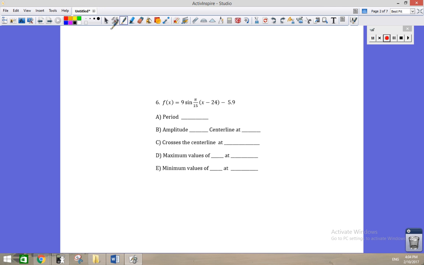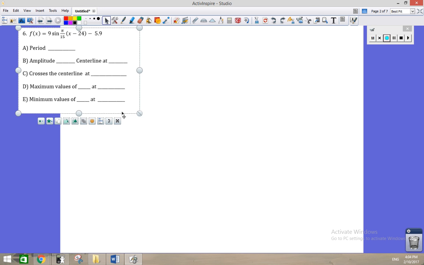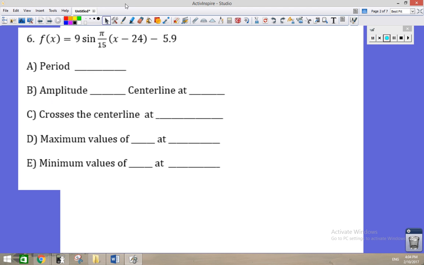Let's take a look at this next one. Now this time they give it to us in factored form, but we know that the period is 2 pi divided by the coefficient in front of x. So right now you might mistakenly think that's 1, but remember you've got to distribute this pi over 15 through there. So to divide by pi over 15 is to multiply by 15 over pi. The pi's cancel, and 2 times 15, that's a period of 30. This is truly a horizontal stretch.